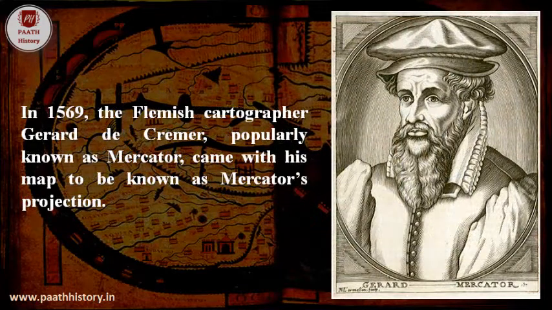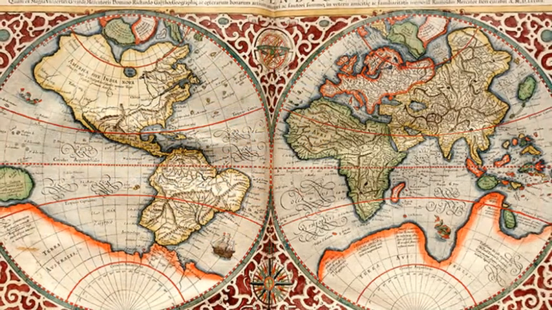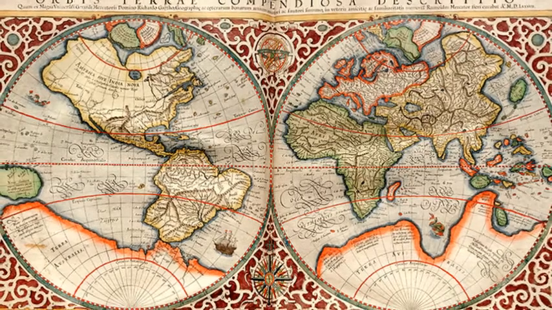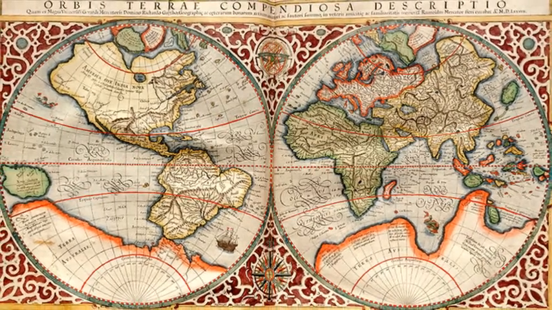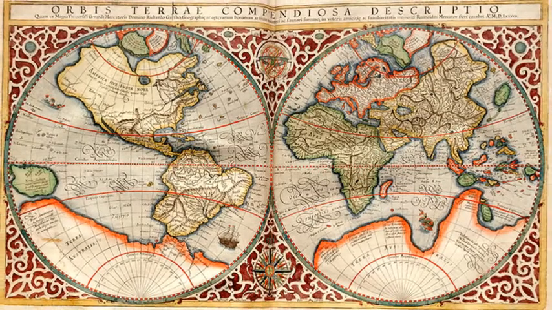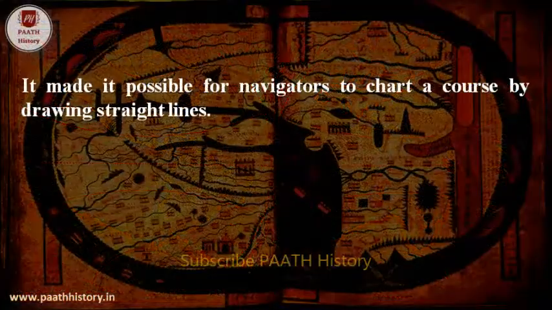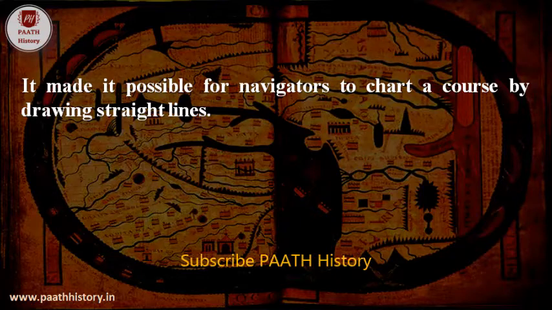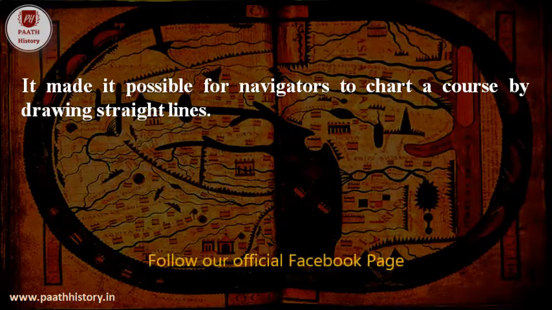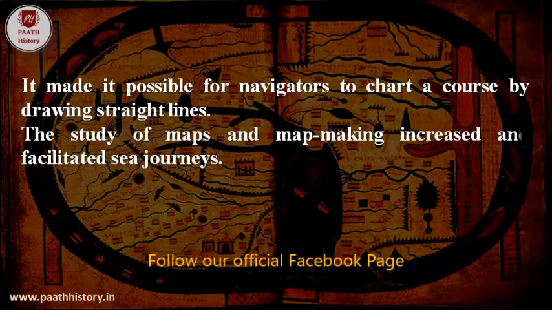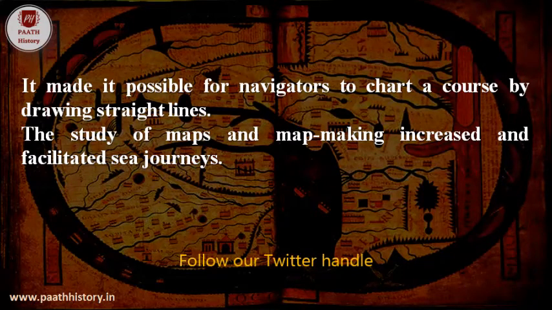In 1569, the Flemish cartographer Gerard de Kremer, popularly known as Mercator, came with his map to be known as Mercator's projection. He devised a method of projecting on a flat piece of paper an accurate picture of the curved earth. It made it possible for navigators to chart a course by drawing straight lines. The study of maps and map making increased and facilitated sea journeys.